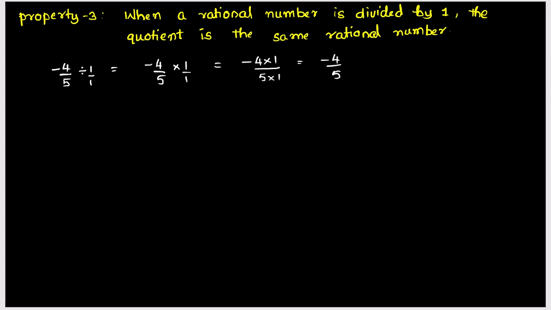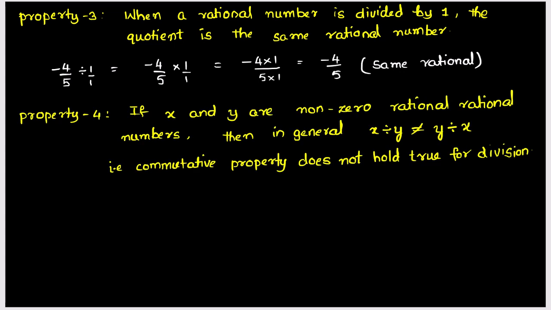So, you have got the same rational number. So, the property is justified. When you divide a rational number by 1, you get the same rational number. So, this is the property 3.